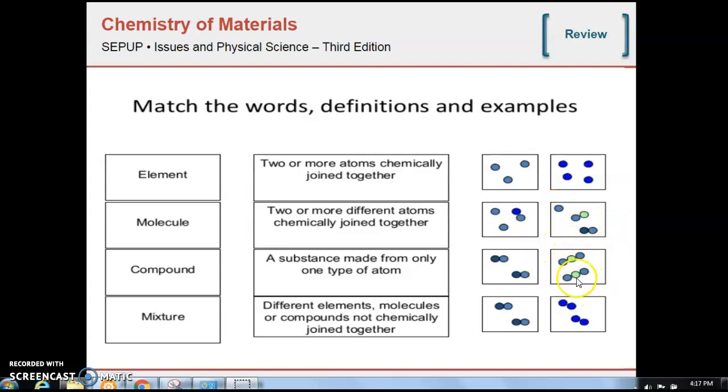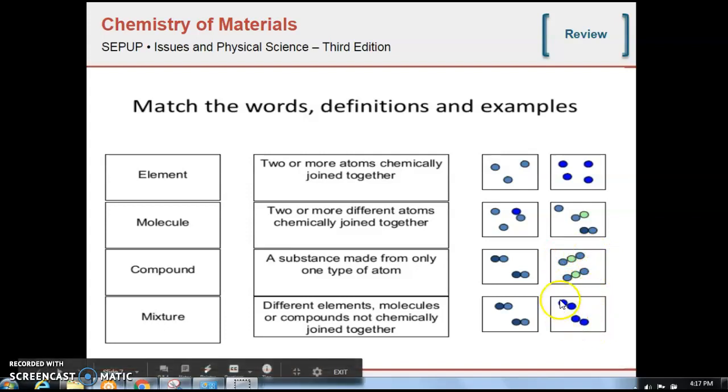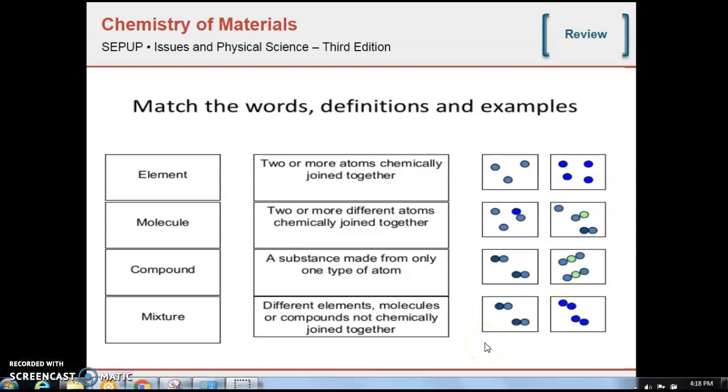This would be an example of two compounds that are the same, hanging out in the same space. This would be an example of an element where we have two of the same atoms chemically bonded together. Another set of the same atom chemically bonded together, hanging out in the same space, so therefore it is an element.